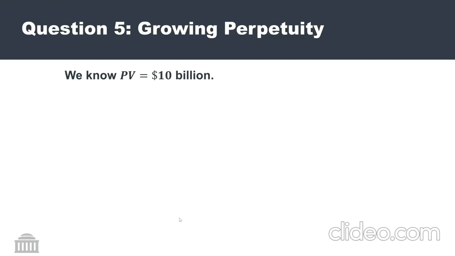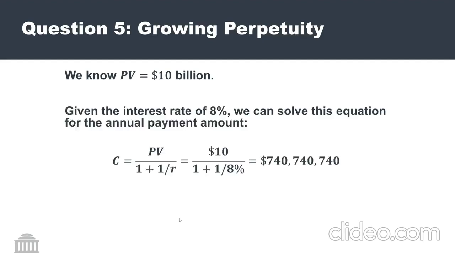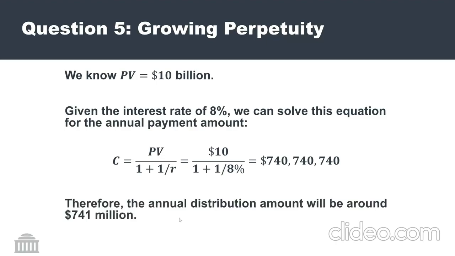Now, we know that the present value of the pledged amount to the foundation is $10 billion. Given that the interest rate is 8%, we can solve this equation for the annual payment amount. So the annual payment amount C would equal the present value divided by 1 plus 1 divided by R. Plugging in the numbers, 10 billion and 8% interest rate, we get $740 million. Therefore, the annual distribution amount will be around $741 million.